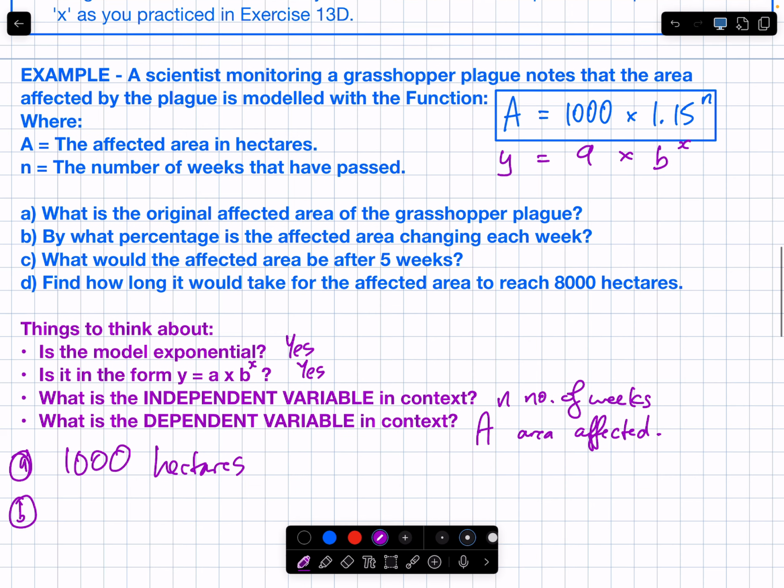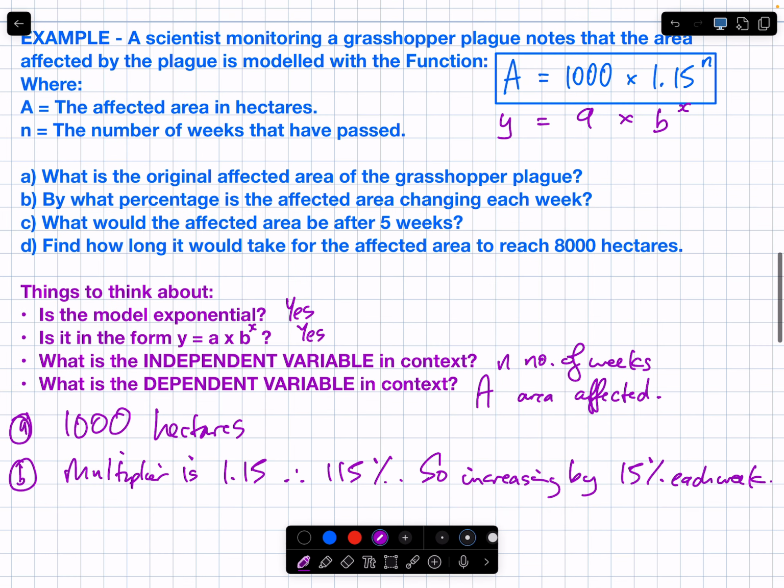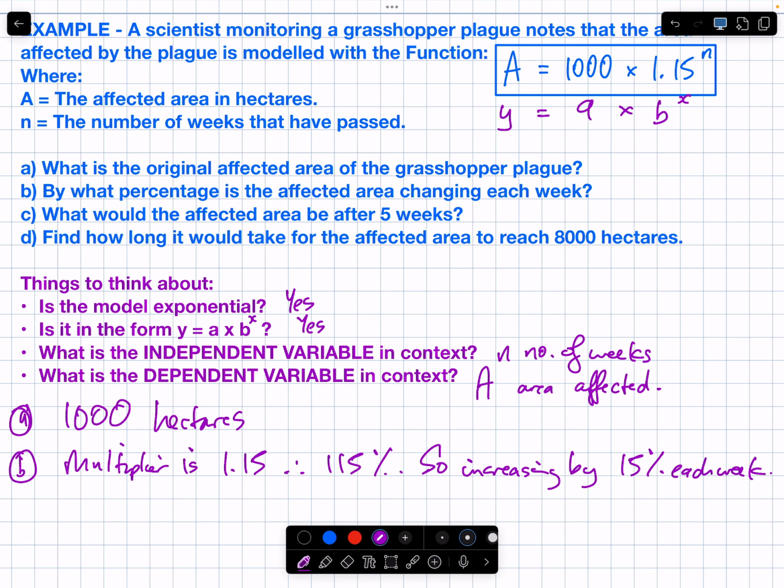So you could say something like this, answering this question: multiplier is 1.15, therefore 115%. So increasing by 15% each week. The area devastated by grasshoppers is getting bigger by 15% each week. How do I tell that? Because your multiplier was 1.15. 1.15 as a percentage is 115%.